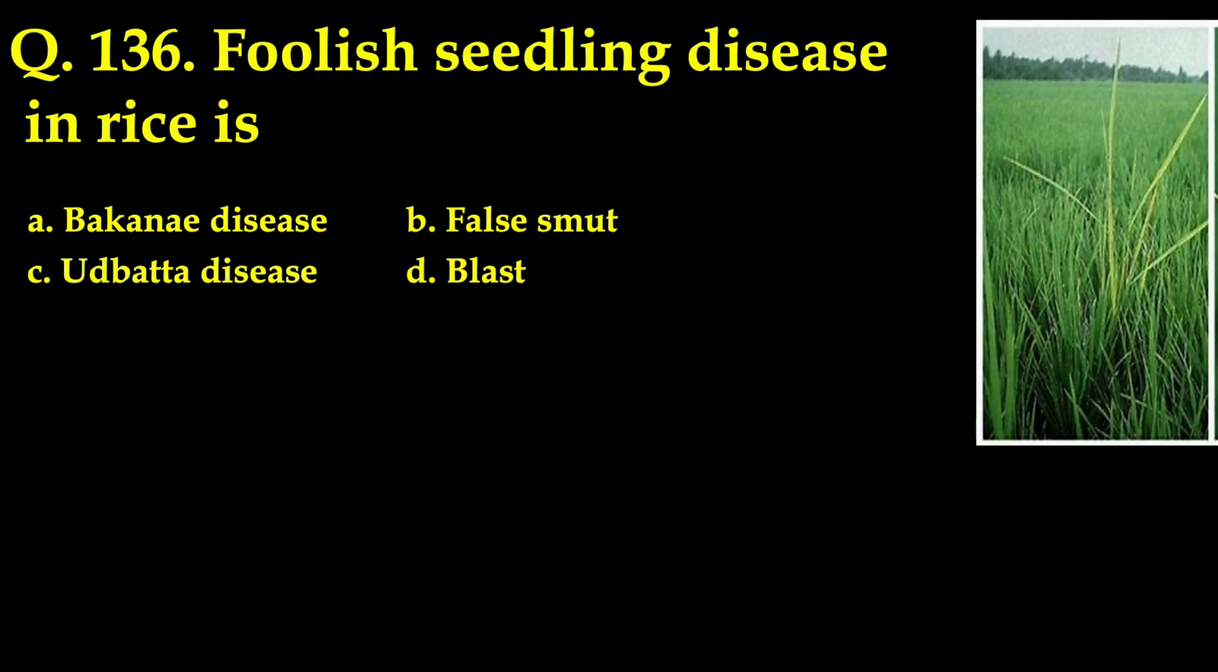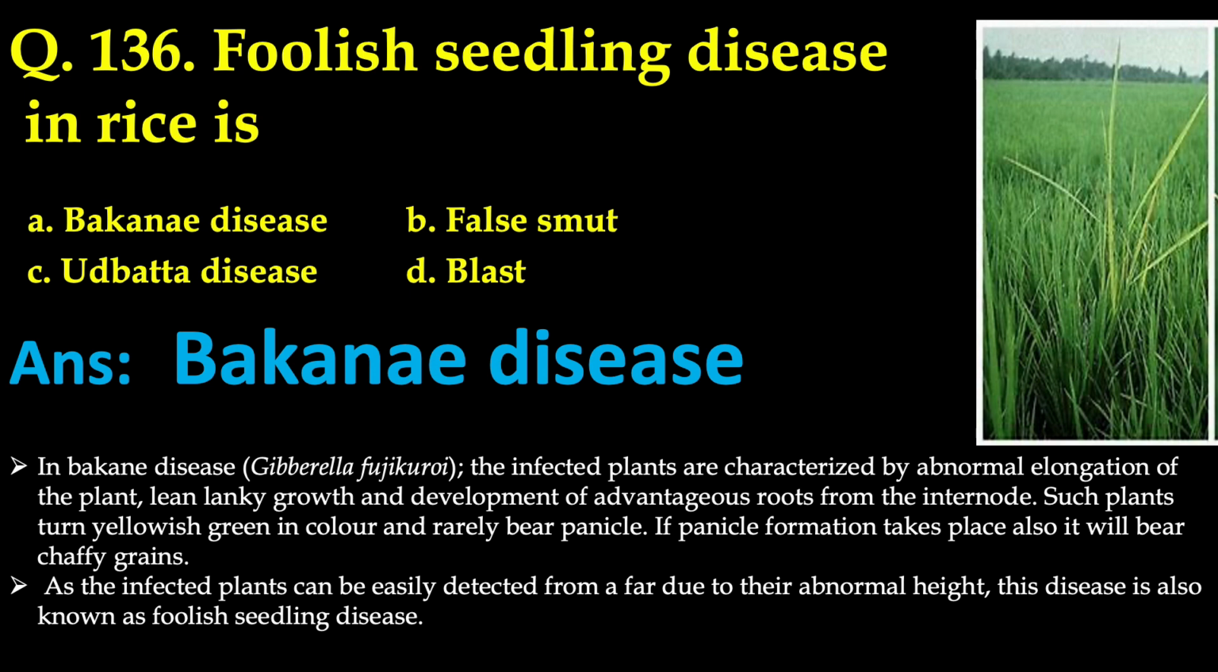Next question is on foliage seedling disease in rice. There are 4 options. Out of these 4 options, the correct answer is Bakanae disease. As we know, in case of Bakanae disease, which is caused by Gibberella fujikuroi, the infected plants are characterized by abnormal elongation of the plant, lean and lanky growth and development of adventitious roots from the internodes. Such plants turn yellowish green in color and rarely bear panicles. And if panicle formation takes place in some plants, then it will bear chaffy grain.